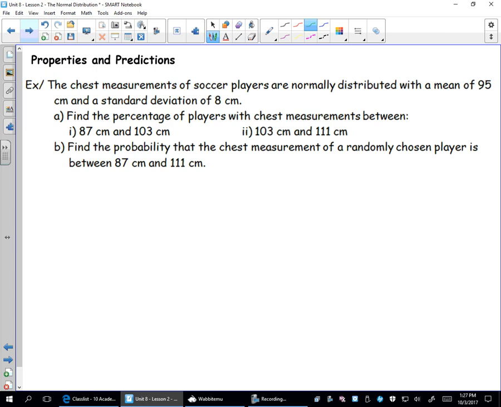So let's take a look at an example here. We have the chest measurements of soccer players. They're normally distributed, which tells me that I have a normal curve. I'm going to draw it. I think at the beginning here, drawing things will help us solve problems. And they're normally distributed with a mean of 95. So I know that down the middle, that's 95 centimeters. Okay. And I have a standard deviation of 8.